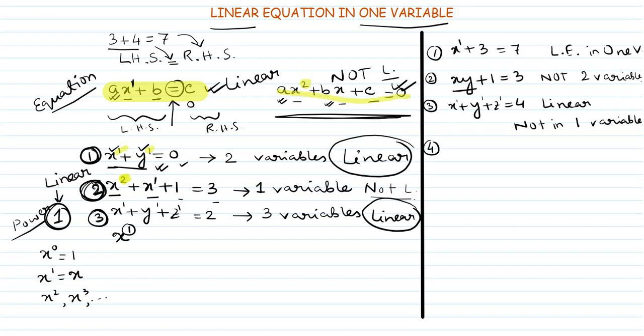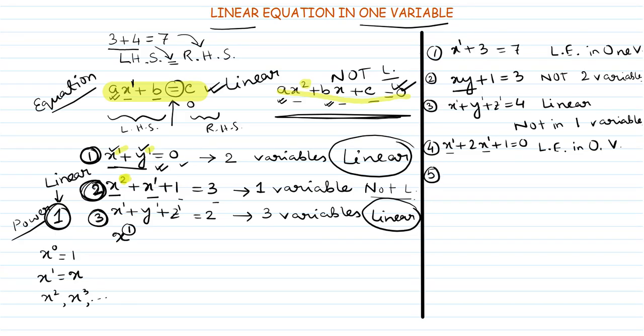Number 4, let us say x plus 2x plus 1 equal to 0. Here you can see only one variable is there in both the terms. So, that means yes, it is in one variable. The highest power of the variables present in the terms is obviously 1, nothing else. So, it is a linear equation in one variable.